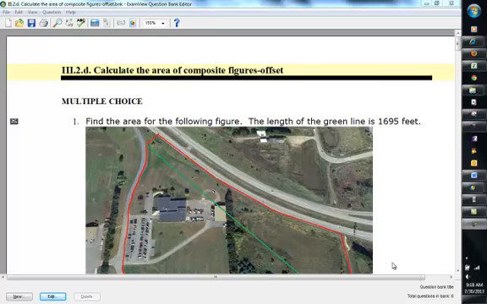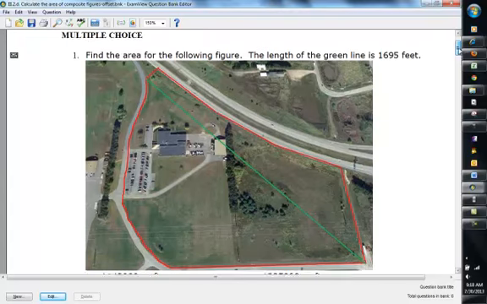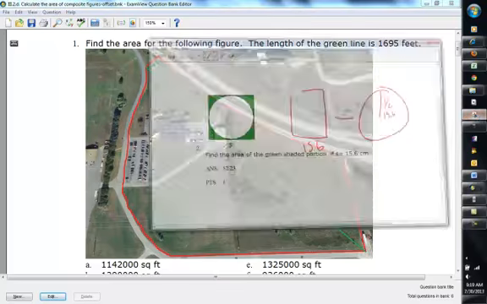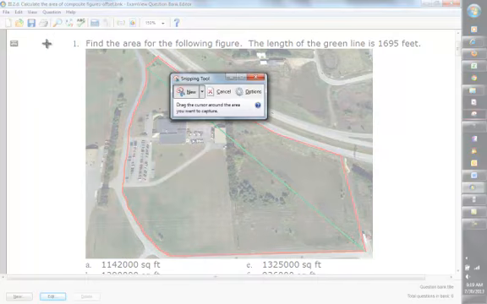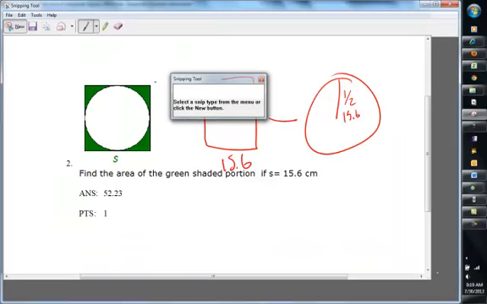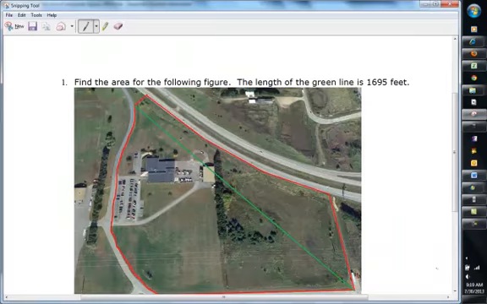Okay, this lesson is called Calculate the Area of Composite Figures Using the Offset Method. This is very common in agriculture, that they would use the offset method, and so let's do that here. So it says the length of that line is 1,696 feet.